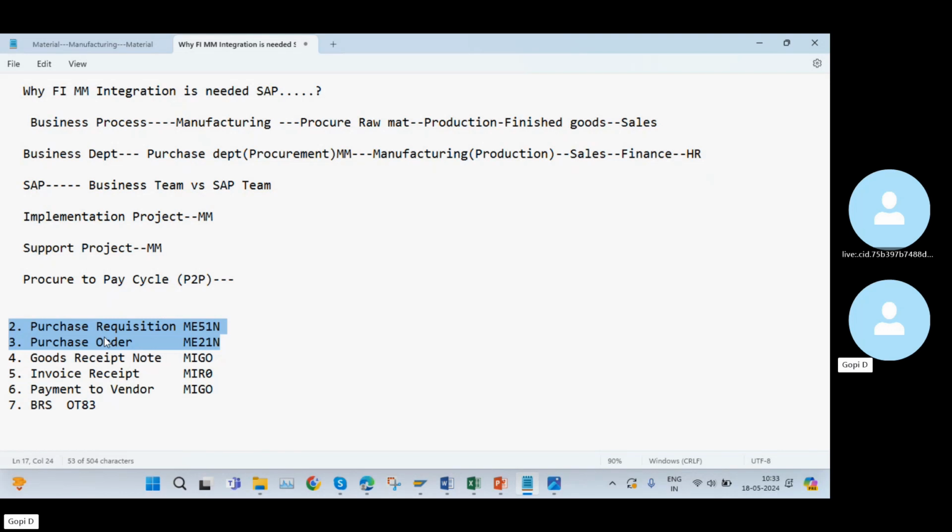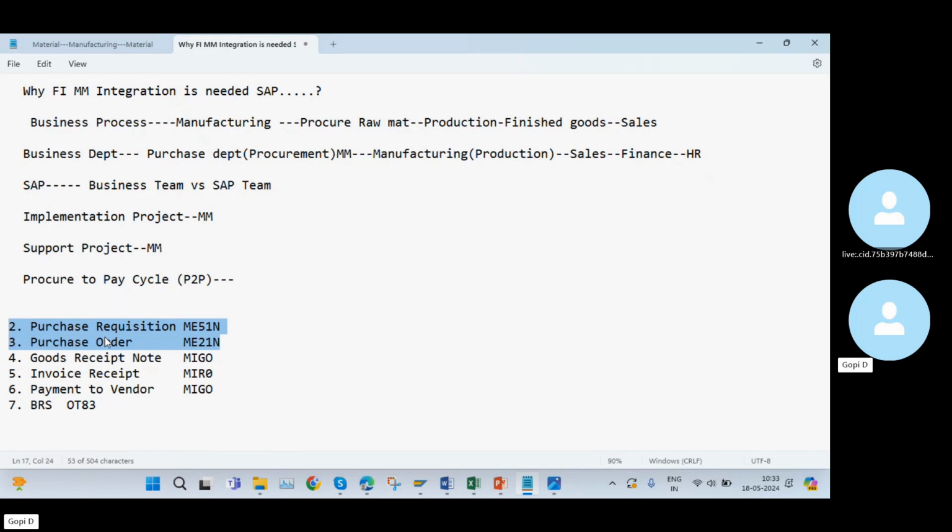Even in an interview we can expect this question. The interviewer may ask, explain the procure to pay cycle, or explain FI-MM integration with accounting entries. At that time you need to explain that the procure to pay cycle starts with purchase requisition, purchase order, goods receipt, invoice receipt, payment to vendor, and finally BRS. BRS is especially for clearing the vendor open item balances and all.